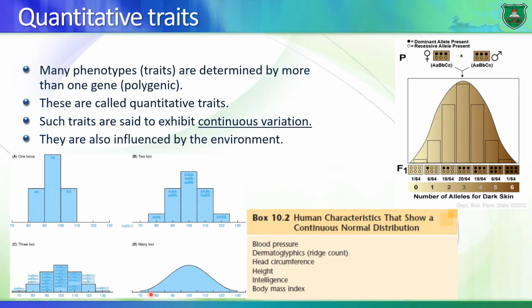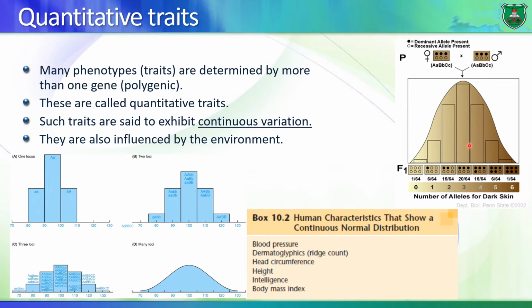Now these traits are also influenced by the environment. And here's a list of characteristics or phenotypes or disorders that have a continuous normal distribution. These include blood pressure, for example, which is influenced by the diet that we take, height, intelligence, body mass index, and so on. This is an illustration for genes that affect skin color.